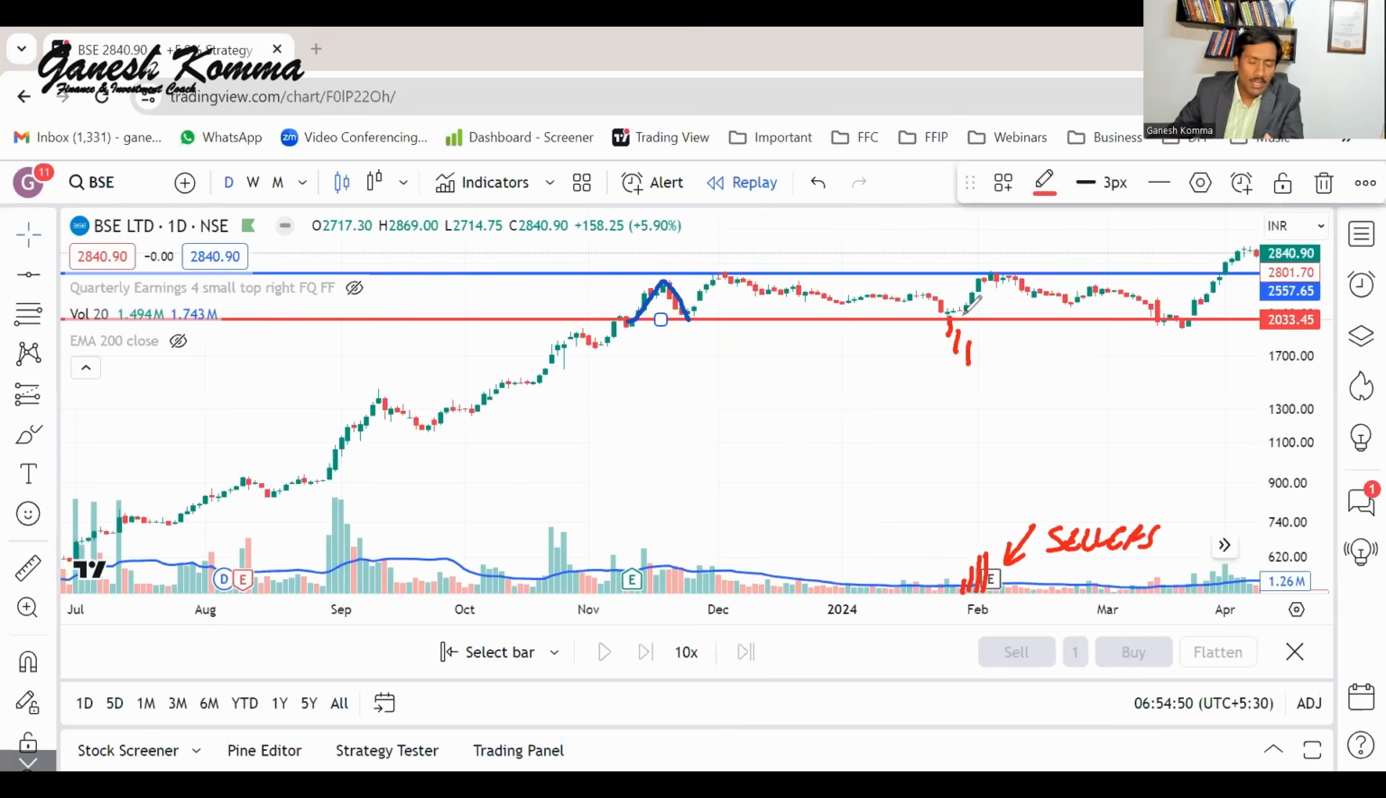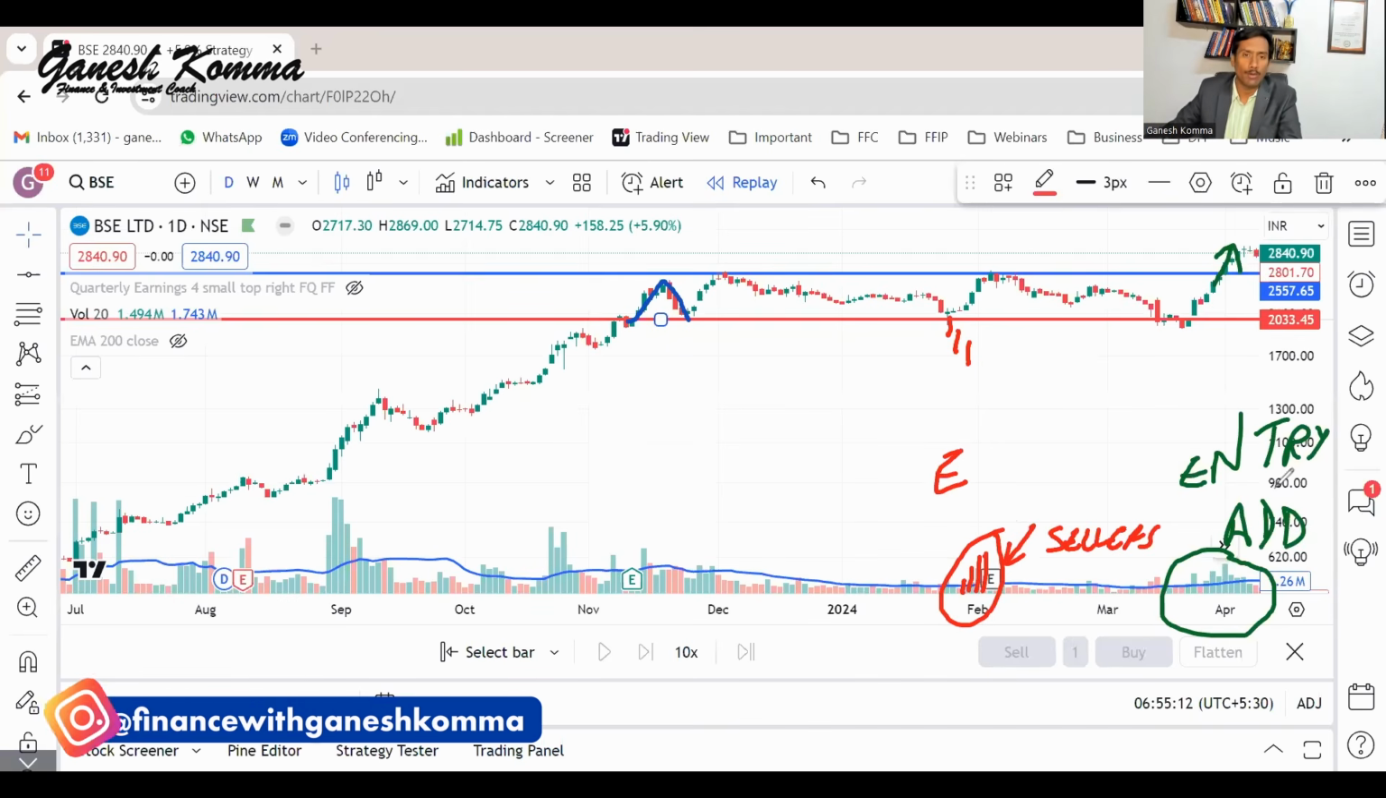When the stock is declining below the support zone with heavy volume, it is an exit for you. When the stock is advancing above the resistance zone with more buyers, that is an entry for you. Or if you are already there, you have to add more.